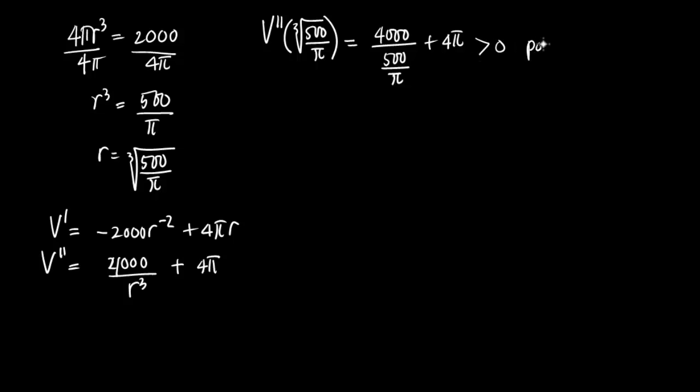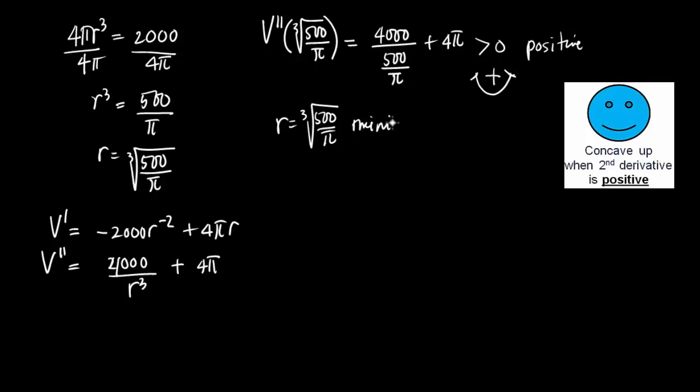So because it's positive, we know that r equal to the cube root of 500 over pi minimizes, okay, because remember, if it's positive, it is concave up. And we always put a smiley face, so remember that it's concave up. So it minimizes the area.